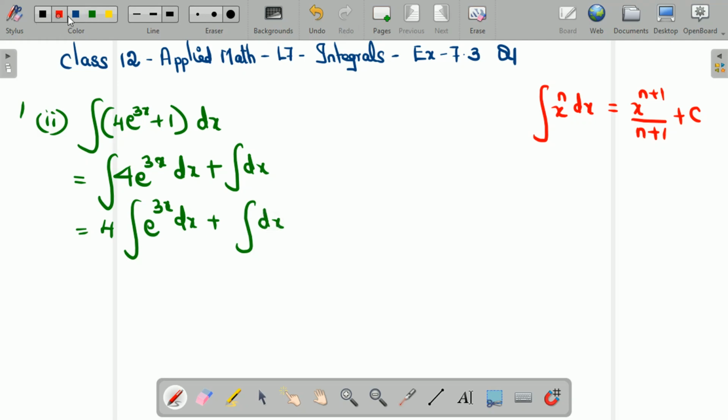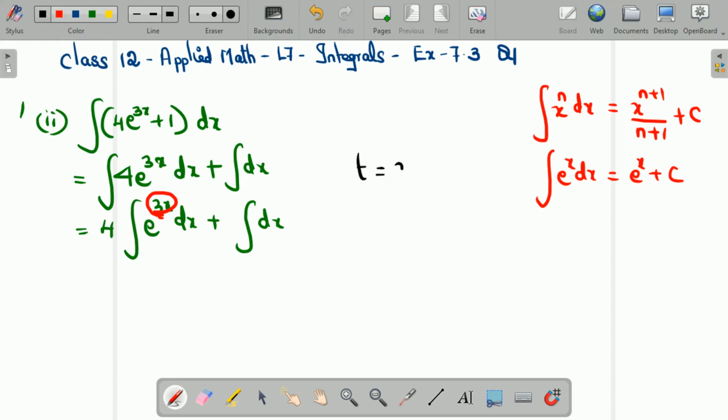Now, we know the formula for integration for e power x. Integral of e power x dx is e power x plus c. Now, the power in the e is just the variable x. You can't have a constant here. So now I'm going to replace this 3x with the variable t so that I can get it into this particular format. So let's do that.